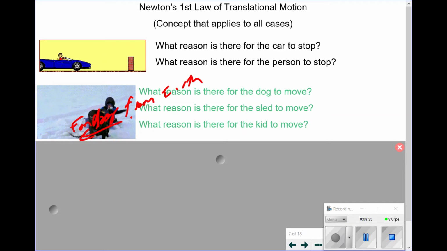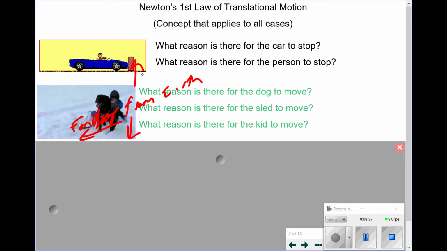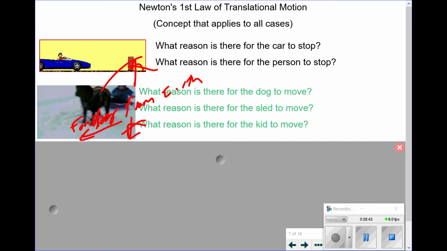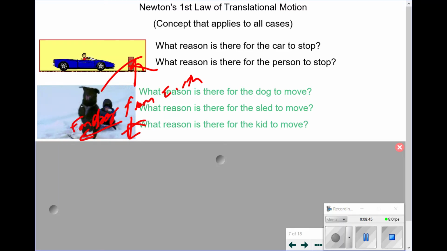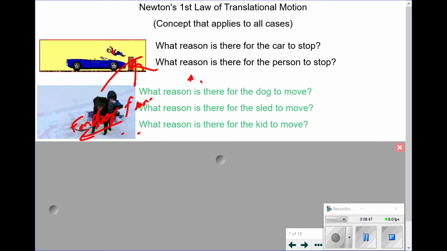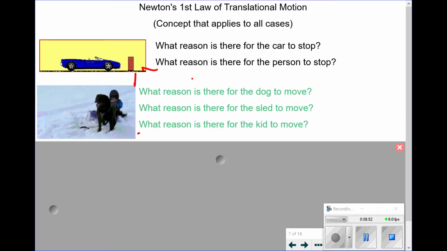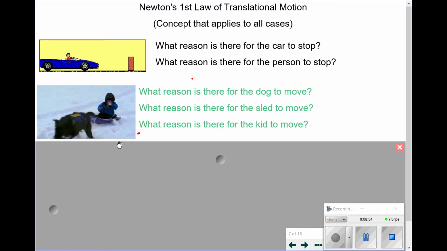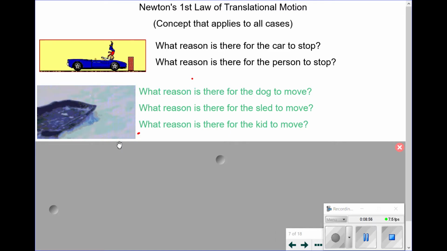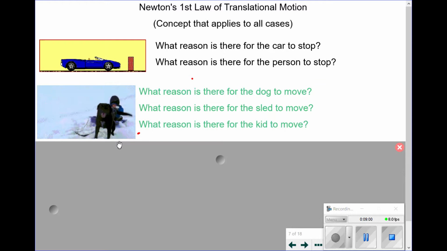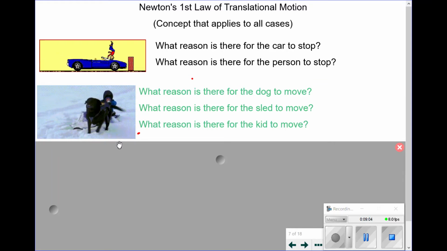We do have the force of gravity pulling down on the dog. We do have the force of the ground pushing up on the dog. They cancel out. But we have this net external force acting on the dog, which we often call friction. Now, why does the sled move? Well, if you take a look, there is a cord that's attached to the dog. So when the dog runs forward, he exerts a force on the cord. And the cord is attached to the sled.